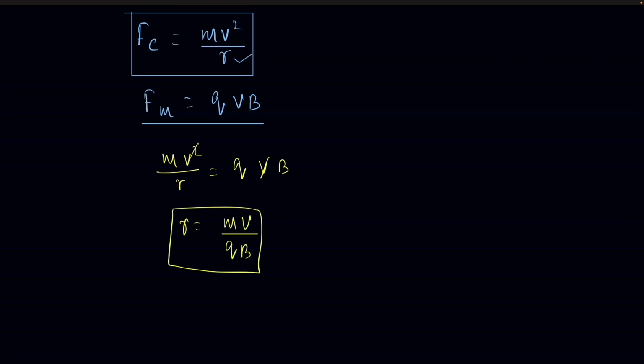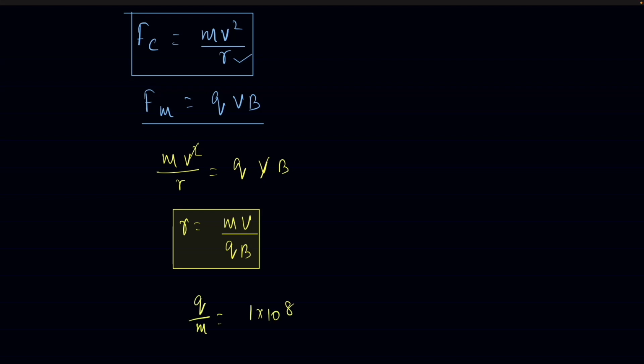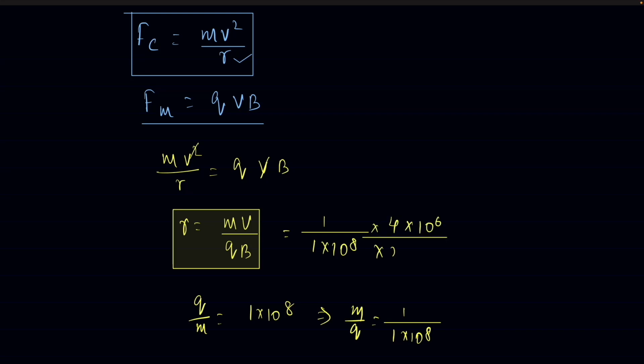Now we can substitute the values here. We know that q by m is equal to 1 × 10^8, so m by q will be 1 by 1 × 10^8. Velocity is 4 × 10^6, and magnetic field is given as 2 × 10^-3. So here we can cancel these, and then it comes to 20 meter. So this is the answer of the third part of the question.